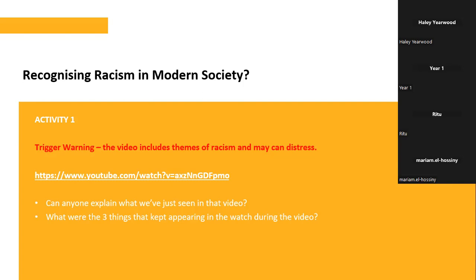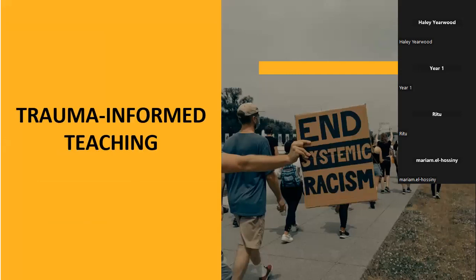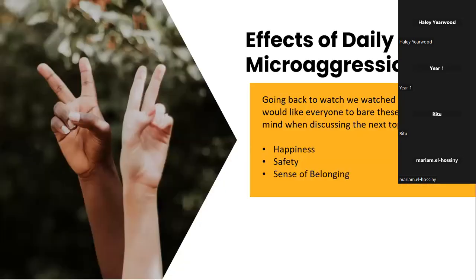Okay, we're going to move on. So we're going to look at trauma-informed teaching now. So keep these three things in mind when we're talking about microaggressions: happiness, safety, and a sense of belonging.